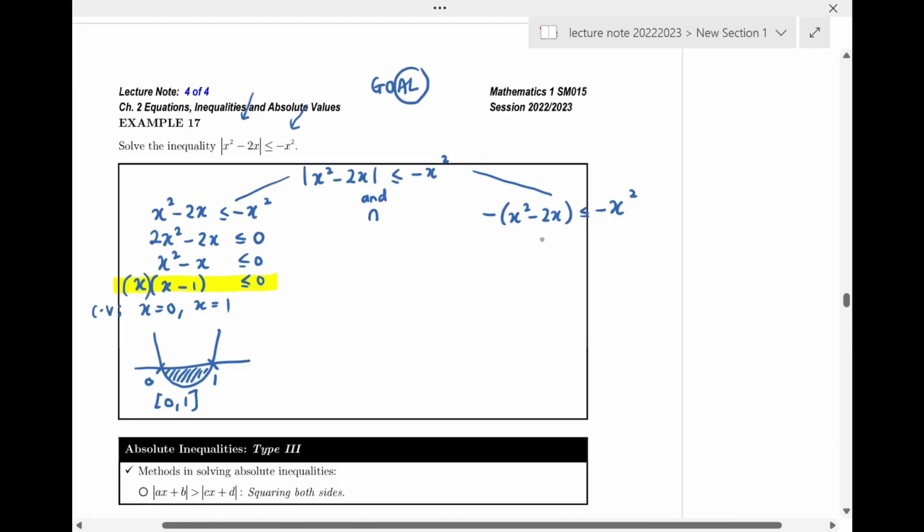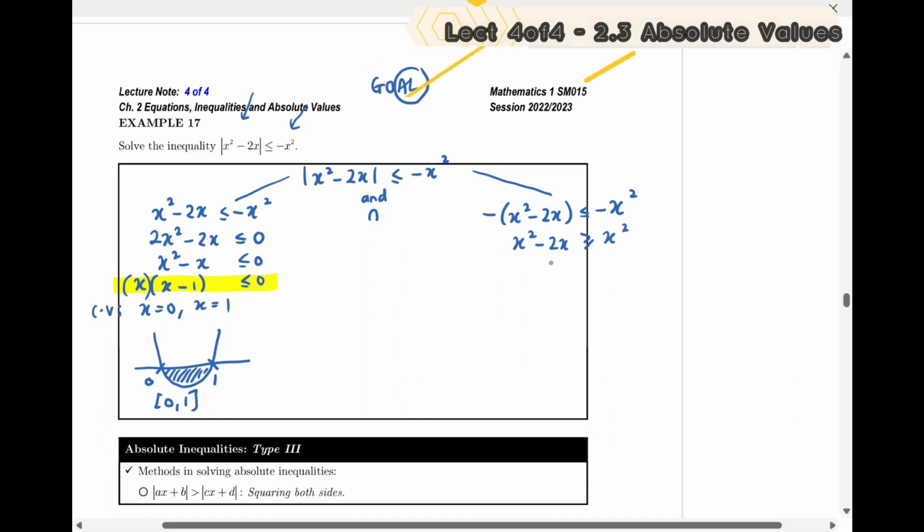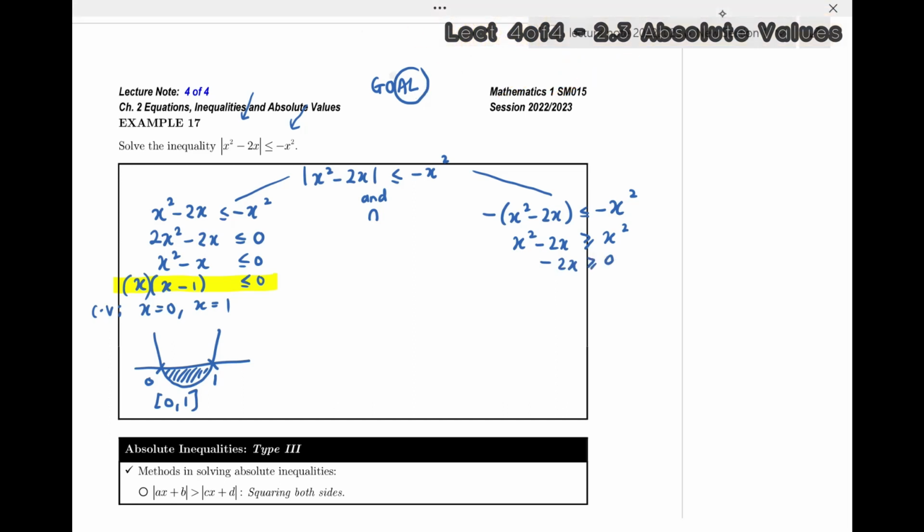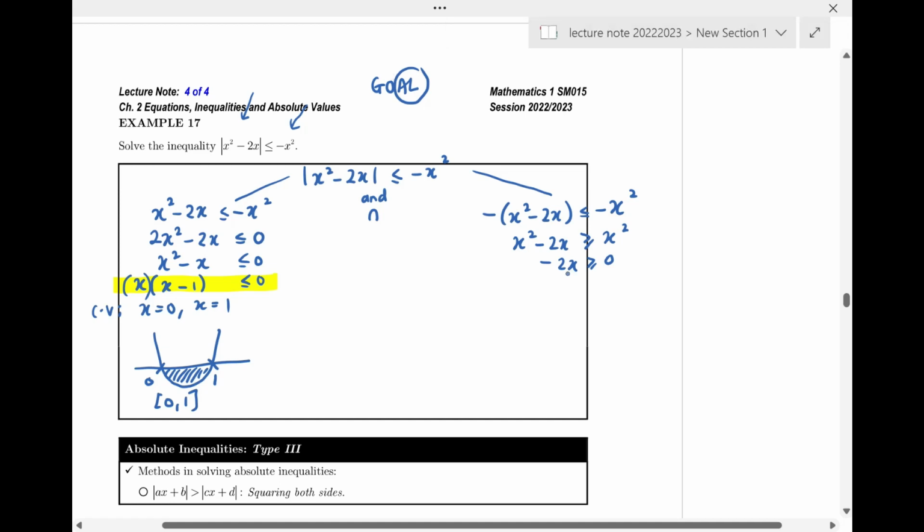Okay, so the second inequality, I multiply both sides by negative, so it will be x squared minus 2x. Automatically the sign will change. Rearrange, we will have negative 2x greater than 0. Divide both sides by negative 2. Negative means that we have to change the sign, so we have x less than or equal to 0.